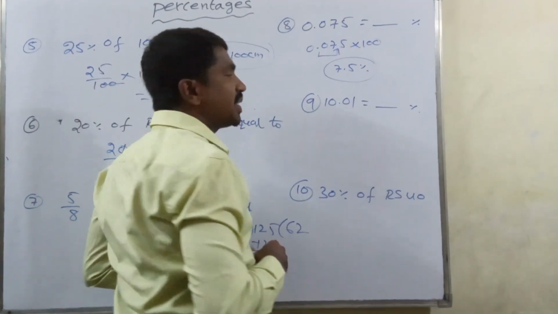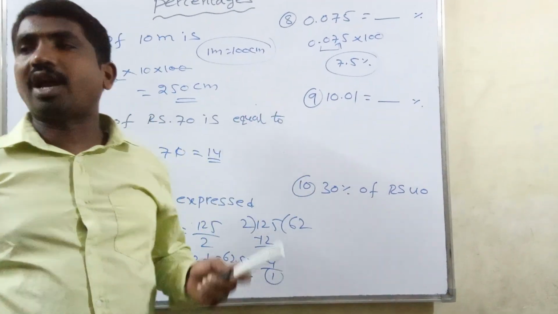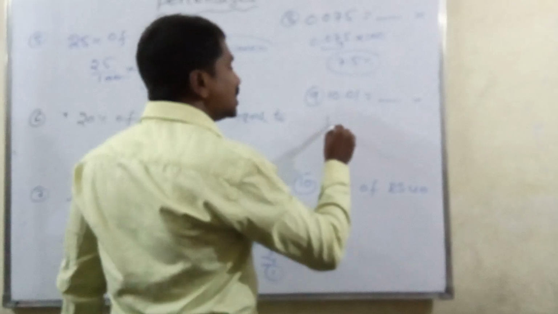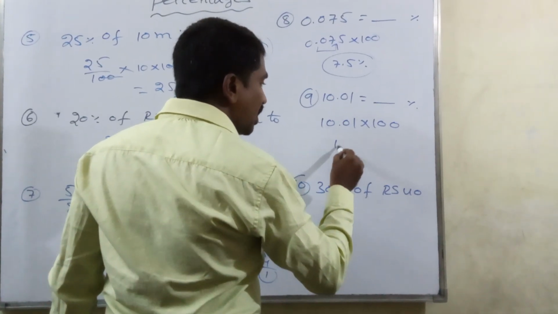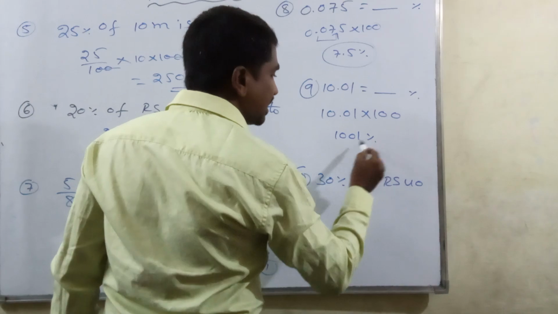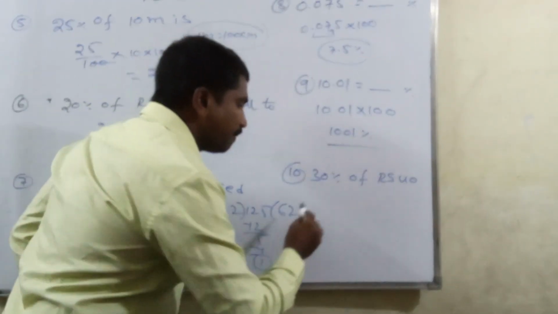10.01 equal how much percent? This is also in decimal. To convert the decimal into percentage, here we have to multiply with 100. So 10.01 into 100. So 1001%.